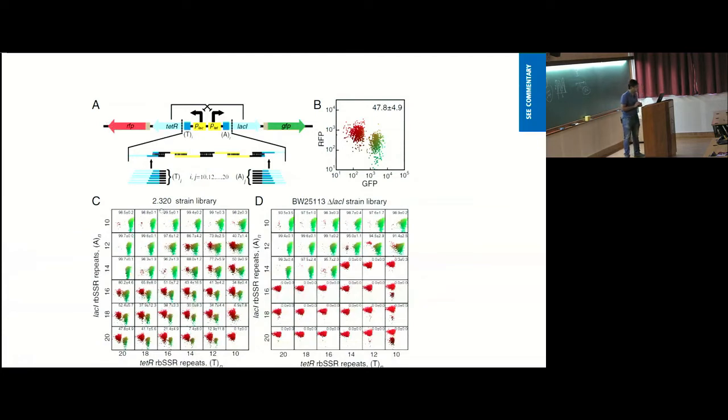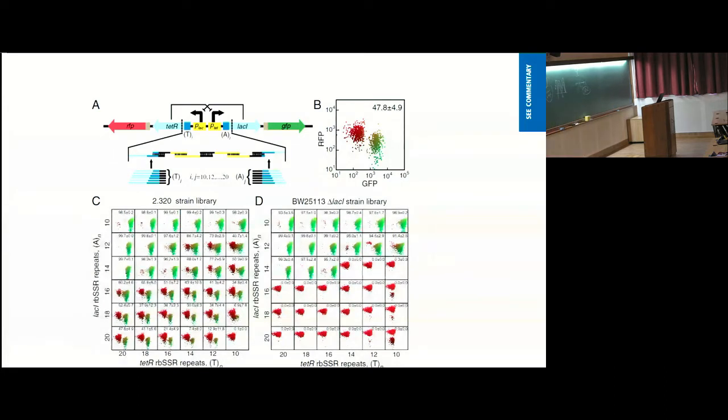What you can see in the graph on the B panel is just a representative case where you look at how many cells are expressing RFP and how many cells are expressing GFP. Again, this is closer to 50%, so there are almost equal numbers of cells expressing those. So the two stable states of the system that we are talking about have relatively similar stability.